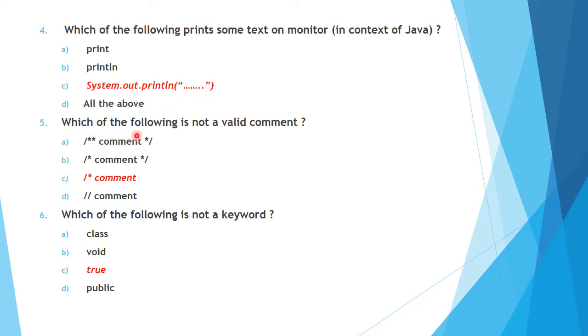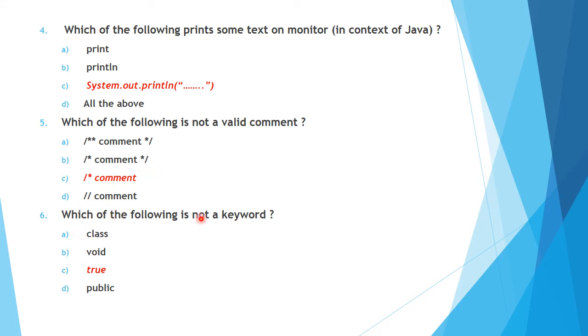Which of the following is not a valid comment? This is a valid comment. Yes, a documentation comment we can give, and this one is for multiple line comment, and this is for single line comment, but this is the incorrect way to give the comment. So this one is wrong.